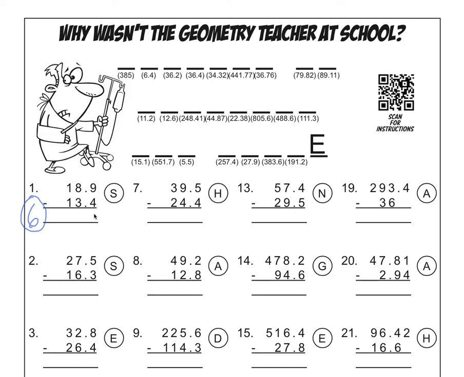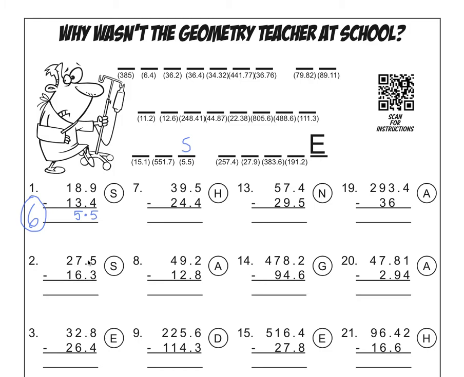9/10 take away 4/10 is 5/10. Put down the decimal. 8 ones take away 3 ones is 5 ones. 10 take away 10 is nothing. So the correct answer is 5 and 5/10. This is close to 6, so this is a reasonable answer. 5 and 5/10 is here, so in that space we'll put the letter S.